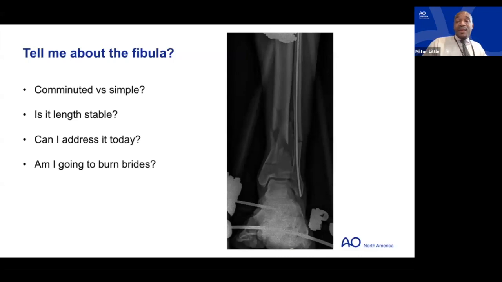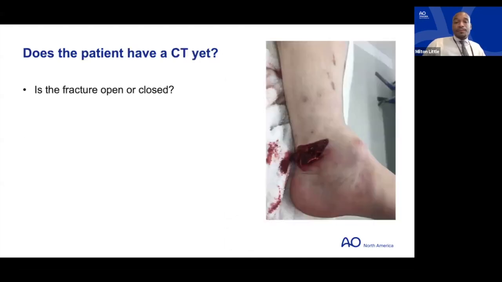And then lastly, am I going to burn bridges? Right. So if you don't have a pre-op CT or a true understanding of this injury and the way in which you may move forward with definitive management, choosing to place a surface implant or make an incision, either a lateral approach or a more posterior approach or a posterolateral incision, these things may impact your ability to move forward in the future. So really thinking about that can be important.